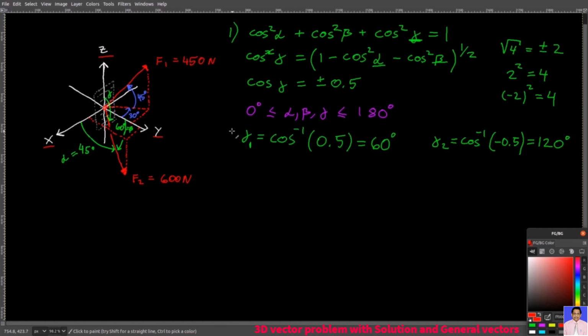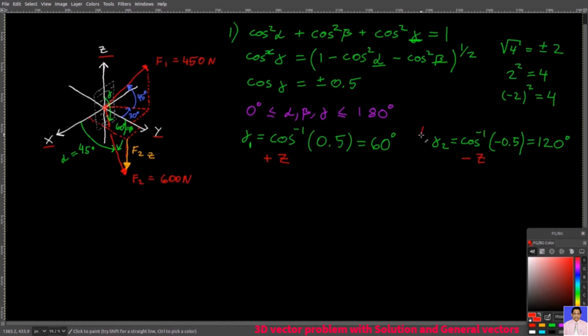Since gamma is defined from the positive z-axis, in the first case this vector F2 would have a positive z component, and in this case, this vector F2 would have a negative z component. From the image, you can see that this vector F2 has a negative z component. It points down from this xy plane. This is F2z here. It's negative.